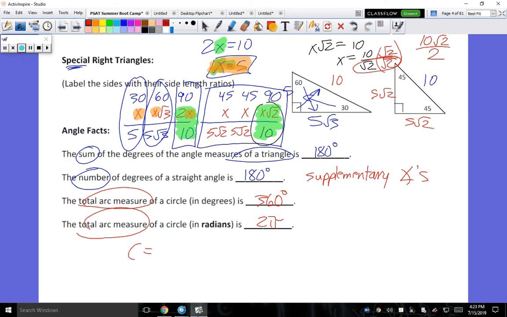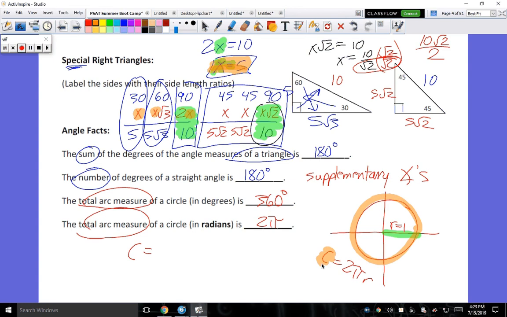Otherwise, the unit circle that people have already taken in pre-cal, some have. Those of you who have taken pre-cal, the unit circle, how big is the radius? 1. Circumference is this. So if I'm talking about the circumference of that circle, and the radius is 1, then what would the circumference be? 2 pi. It's just another way of saying, okay, look, 360 degrees is the same as 2 pi radians.